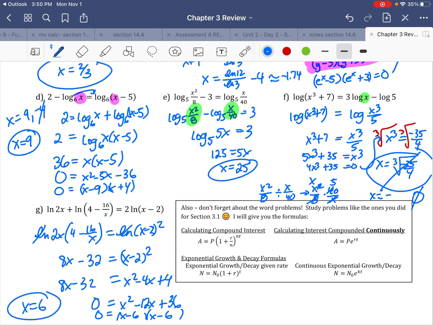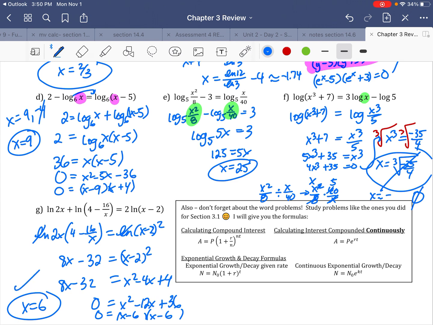So my answer is 6, but I check that out. Can I accept a 6 here? It's 2 times 6. 16 over 6, let's see, 16 over 6 is going to be less than 4, so 4 minus 16 over 6 will be positive. 6 minus 2, 4, that's fine. So we're good to go.